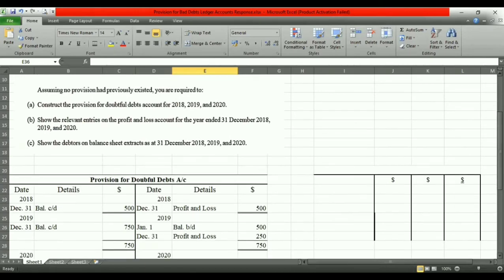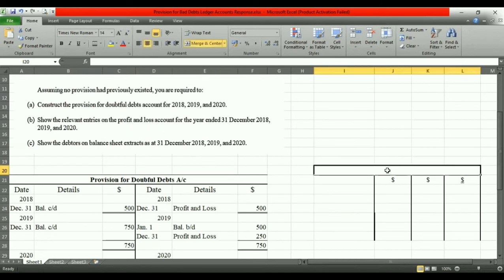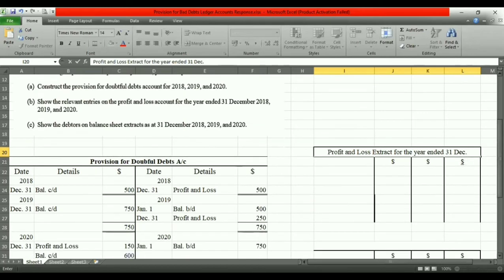Part B asks us to prepare the profit and loss extract for the 3 years. So we're going to look at that. Profit and loss extract, and that's for the year ended 31st of December. We're not going to write the date there because we're looking at 3 dates in the extract. All we're showing in the extract is the amount for the provision, how you would treat this in the accounting books, in the profit and loss account.